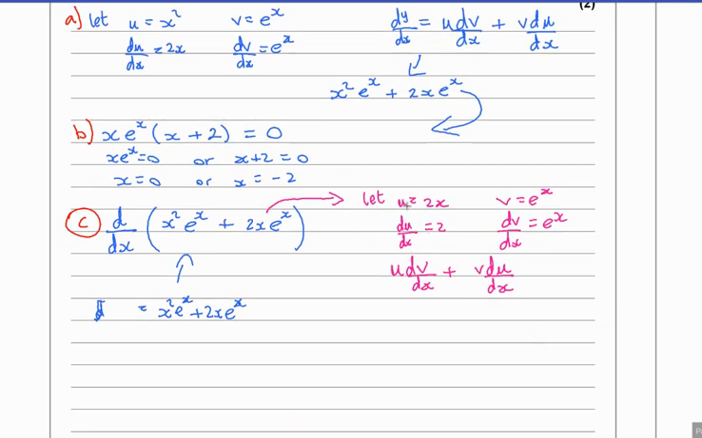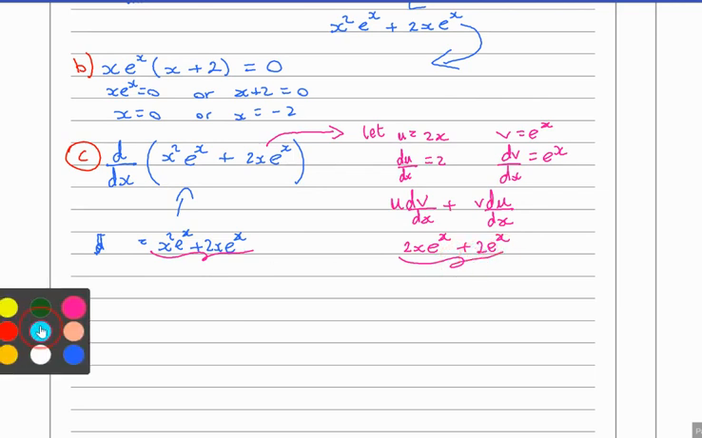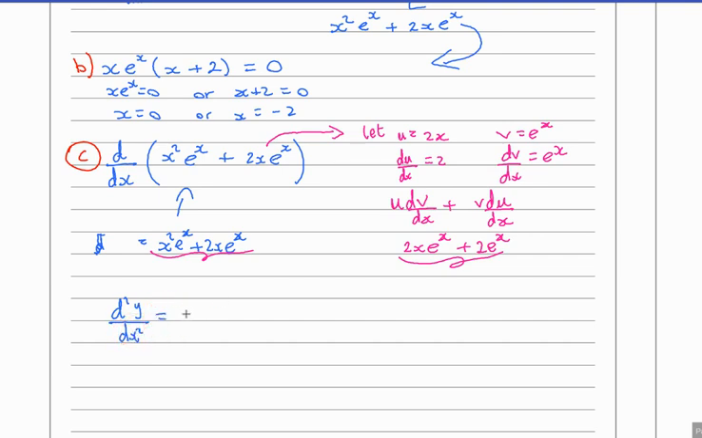So that becomes u times dv dx, which is 2x e to the x, plus v du dx, that's e to the x times 2, or 2 e to the x. So putting everything together now, we've got this first part, plus this second part, and using this dark blue, our final answer, d2y by dx squared is equal to x squared e to the x plus 2x e to the x plus this part, now the pink part, 2x e to the x plus 2 e to the x.